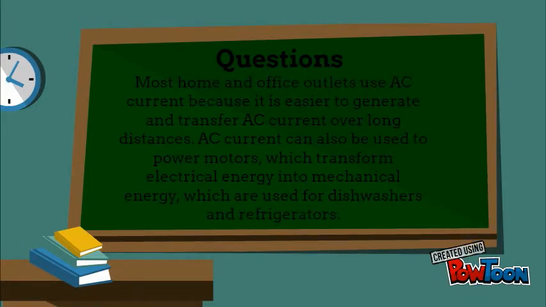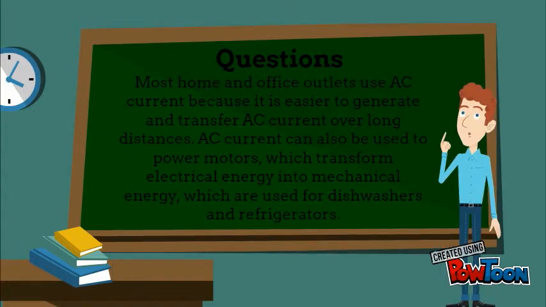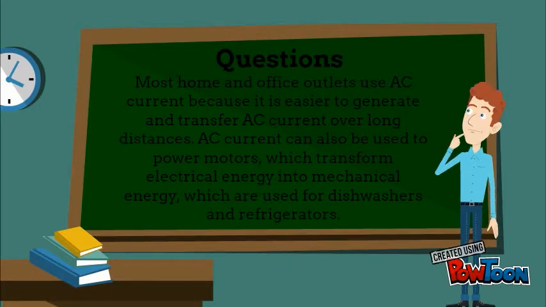What are some applications of AC current? Most home and office outlets use AC current because it is easier to generate and transfer AC current over long distances. AC current can also be used to power motors, which transfer electrical energy into mechanical energy, which are used for dishwashers and refrigerators.